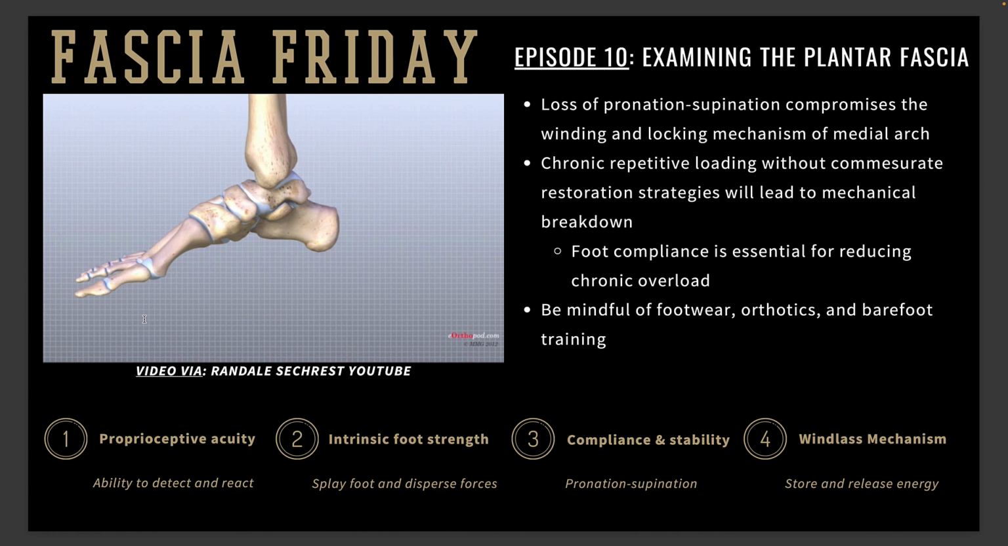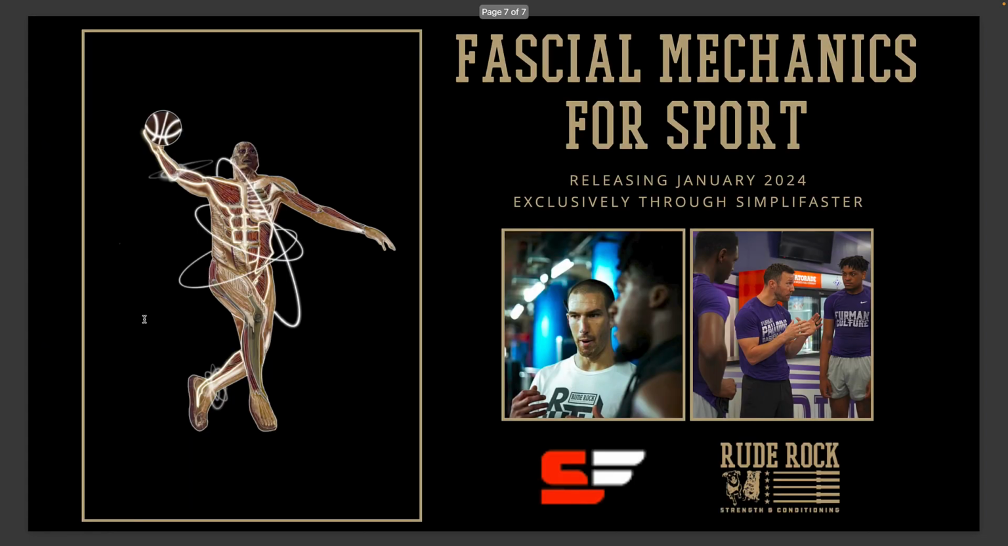Intrinsic foot strength, I mentioned, but being able to splay and open and eccentrically load through the foot. Compliance and stability goes back to that pronation-supination coupling, and being able to transition and translate across the different borders of the foot. And then that windlass mechanism, being able to fully load and tense the medial arch and really being able to store and release energy.